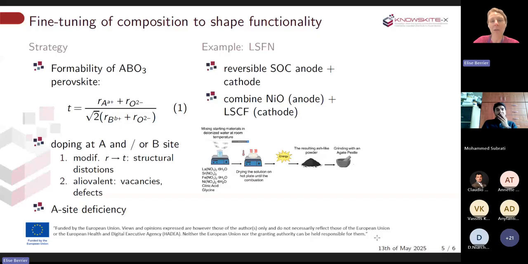Because the idea is to combine a cathode and an anode. The cathode currently is made of LSCF, so lanthanum strontium cobaltite ferrite. The anode is made of nickel oxide, so why not combine all together? And by targeting these materials, it was also the occasion of showing a new, very simple synthesis method.